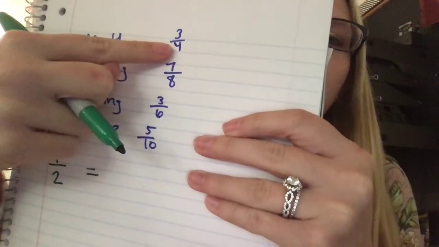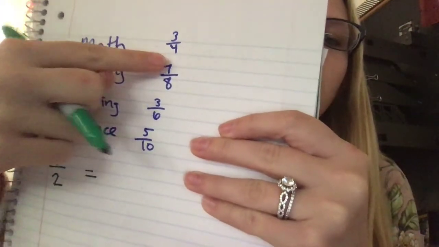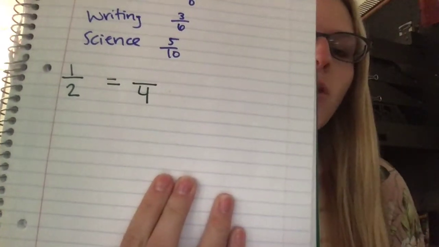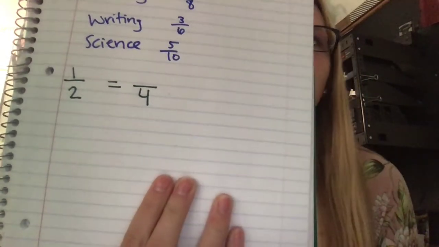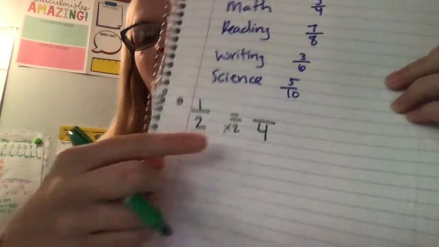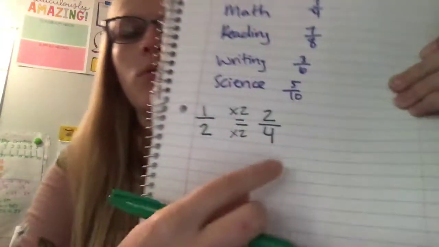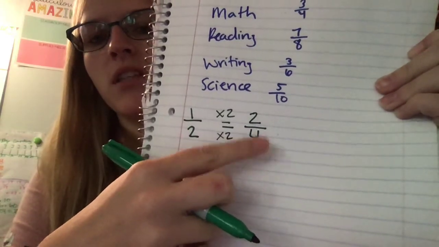Okay, so I'm just going to start with the top one in math. I'm going to write 1/2 because I want to change it. And I know that math has a denominator of 4. It says 3/4. So that's what I'm going to change my 1/2 to, having it as a denominator of 4. So now I need to think, how do I jump from 2 to 4? 2 times what gives me 4? 2 times 2 gives me 4. So whatever I do to the bottom, I have to do to the top. So 1 times 2, well, that's just 2.